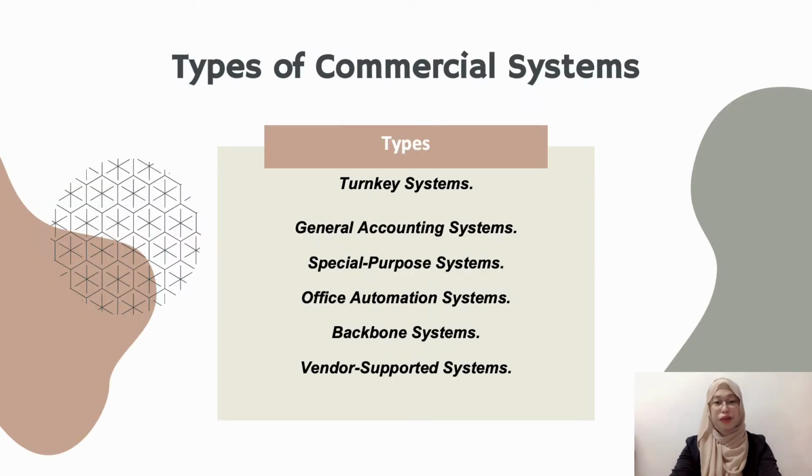Now, let me introduce to you the types of commercial software. First, we have turnkey systems. Turnkey systems are ready-to-use systems that have been fully tested. These are often general-purpose or industry-specific systems. Turnkey systems are frequently sold as compiled program modules with limited customization options.